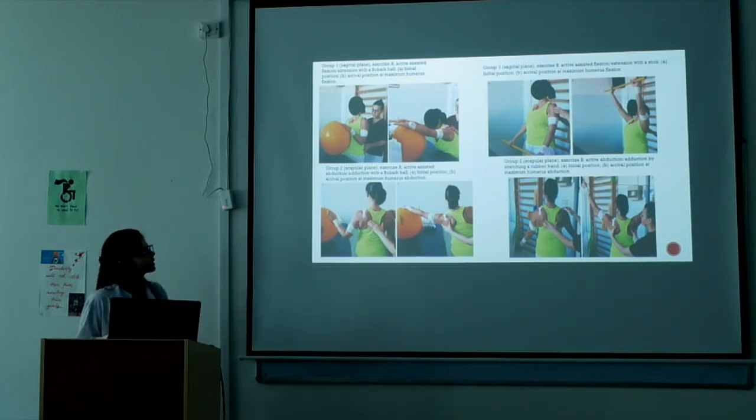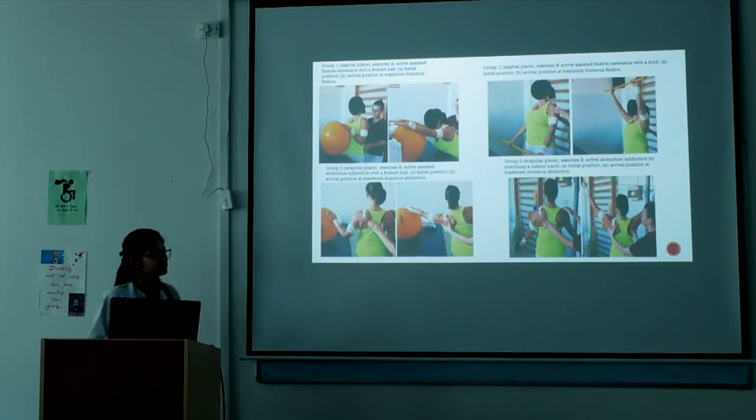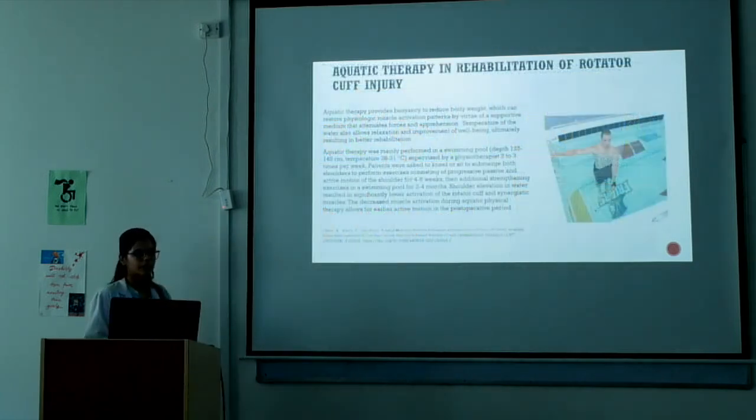And for group 2, scapular plane exercise would be active abduction and adduction by stretching a rubber band. Initial position, and that will be the arrival position. The next recent advancement would be the aquatic therapy in the rehabilitation of rotator cuff injury.